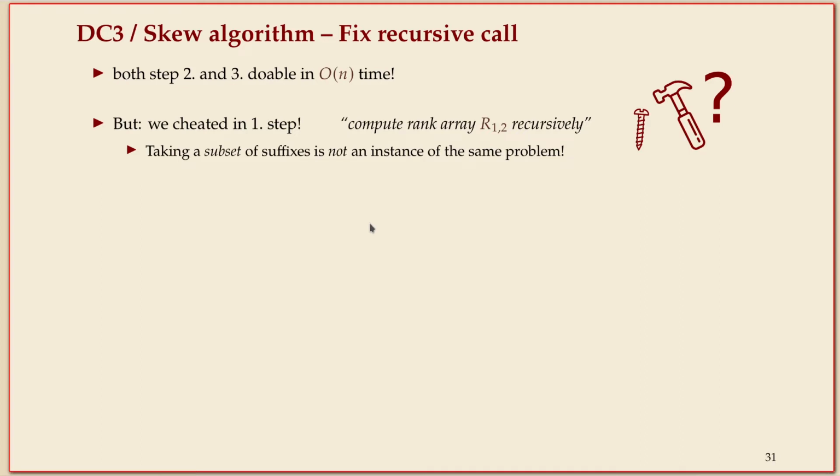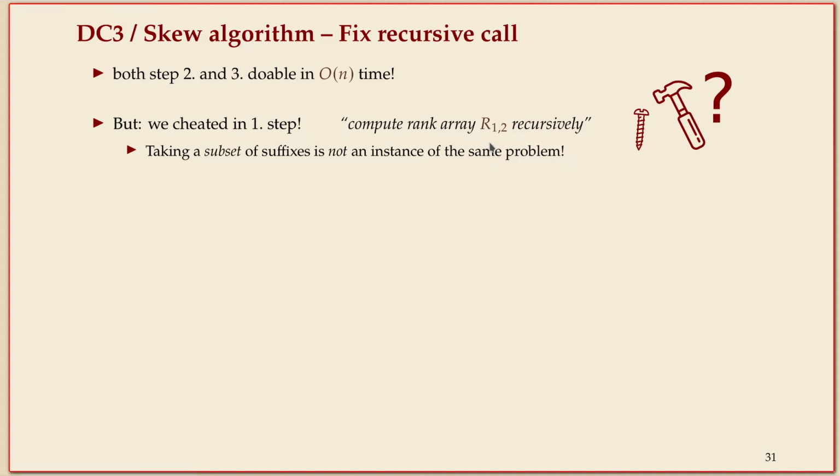But the recursive call, I glossed over this briefly, and there was a reason for that. It doesn't quite match up. So the recursive subproblem is not quite the same as the original problem. In particular, I asked recursively to compute the ranks of certain substrings, a certain subset of all the suffixes. But that's not the same as recursing on some string and finding the rank array of that string, right?